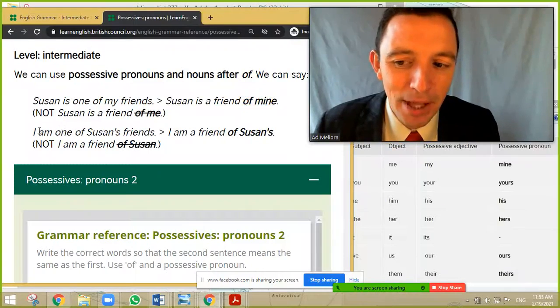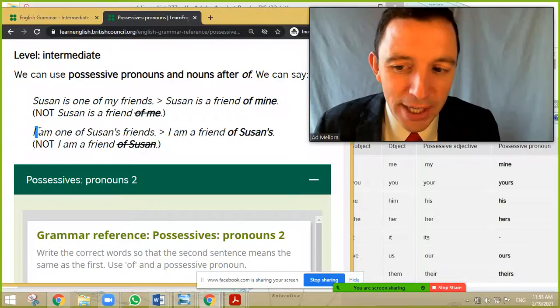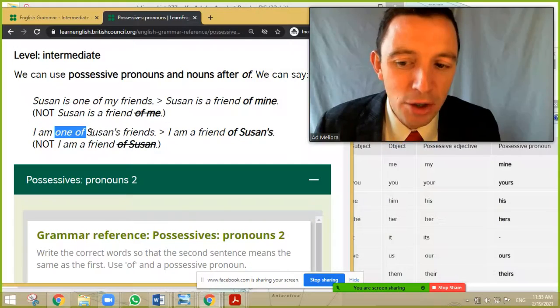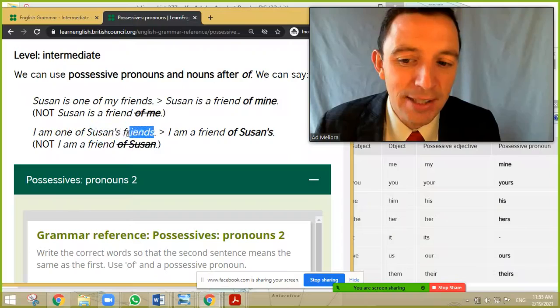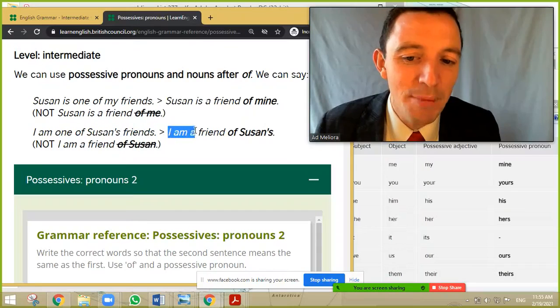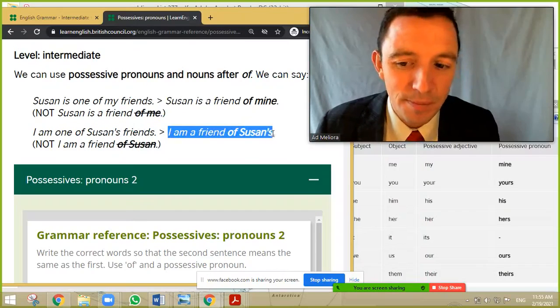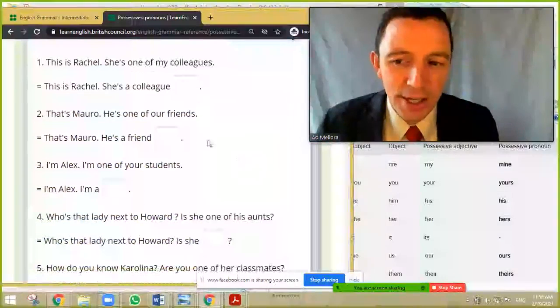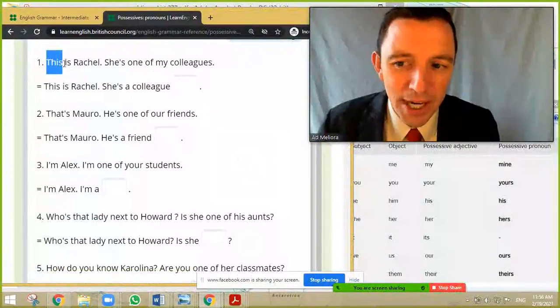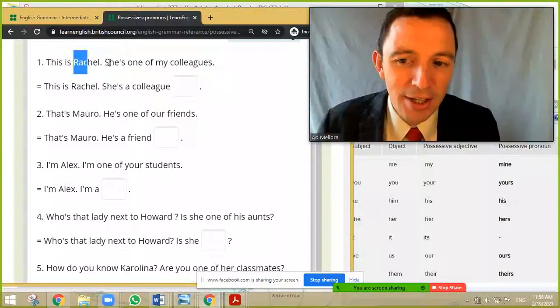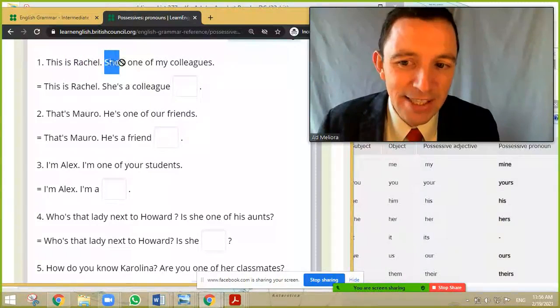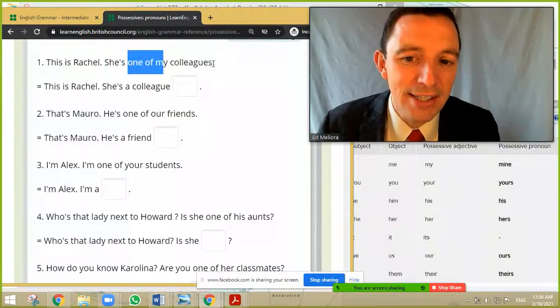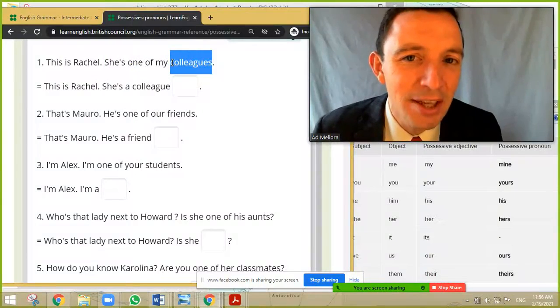And the second example, I am, so subject, verb, one of, Susan's possession, friends. Okay, so the transformation, I am a friend of Susan's. Okay, so let's look at the exercise. The first one, this is Rachel, so subject, verb, object. Subject, she is, verb, one of my colleagues. Okay, colleagues is the substantive or the noun.